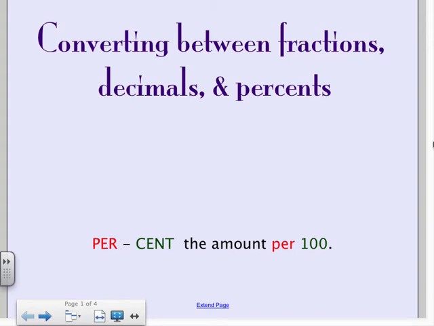Videos on converting between fractions, decimals, and percents. We've already covered converting between fractions and decimals, so now we're adding in percents. And remember, percent is the amount per 100. If you've taken French, cent means 100 in French. In U.S. currency, a cent is 1 penny out of a dollar, but 100 of them make up a dollar, right? So cent means 100, so per 100, okay?